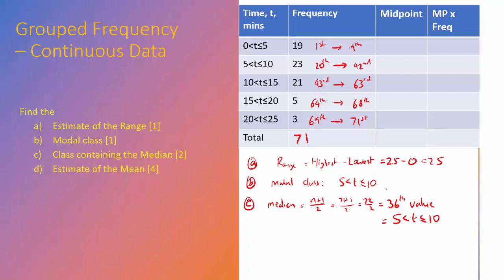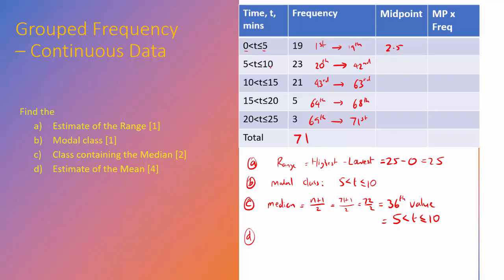Now the most popular question on grouped frequency tables is working out an estimate of the mean. To find the estimate of the mean, we need to complete the table. We've got 2 empty columns. One is called midpoint and the other is called midpoint times frequency. What is the midpoint of these numbers here? What number is halfway between 0 and 5? 0 plus 5 is 5, divided by 2 is 2.5.